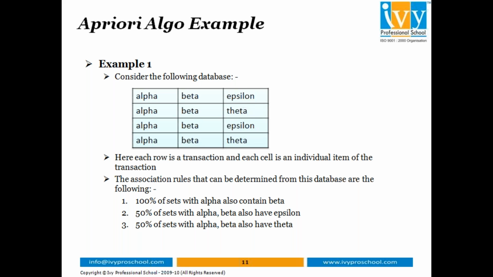So the primary item is alpha, that is the shoe, the pair of shoes. The secondary item is the beta, that is the socks. And the tertiary item is sometimes the shoelaces, sometimes the shoe polish. Okay.